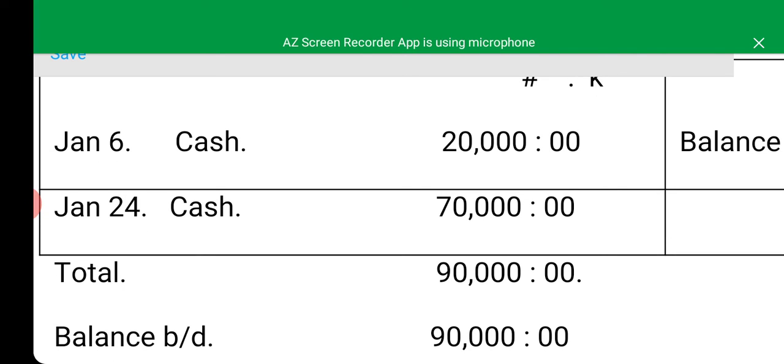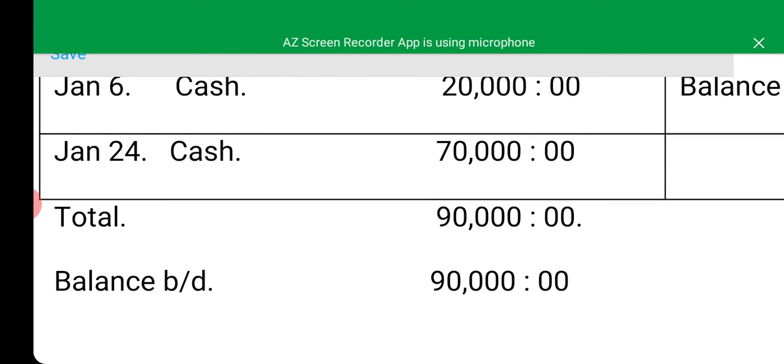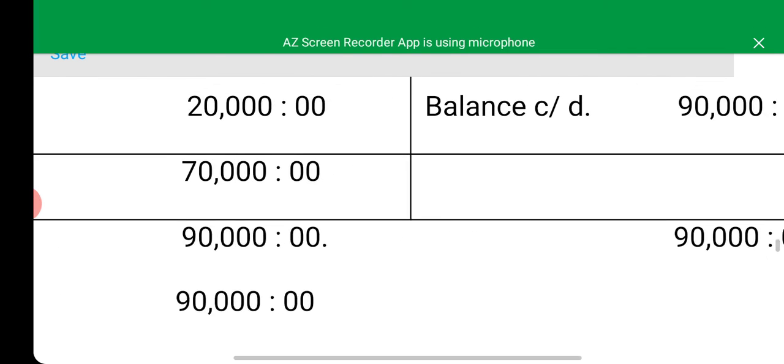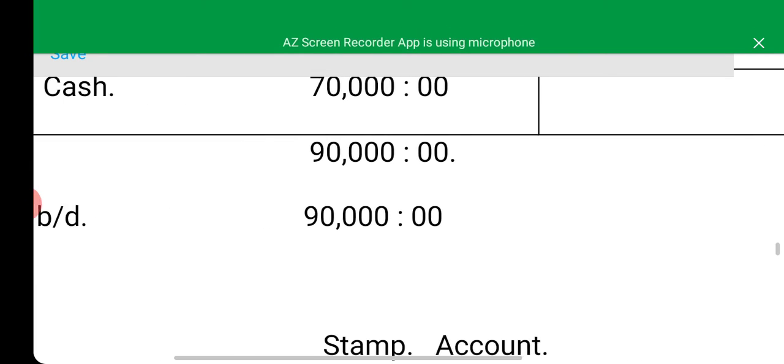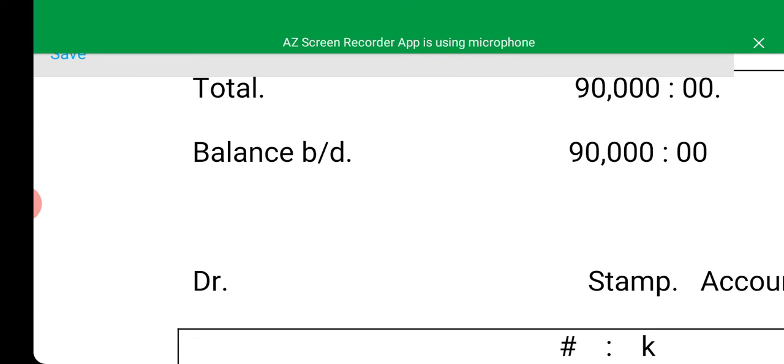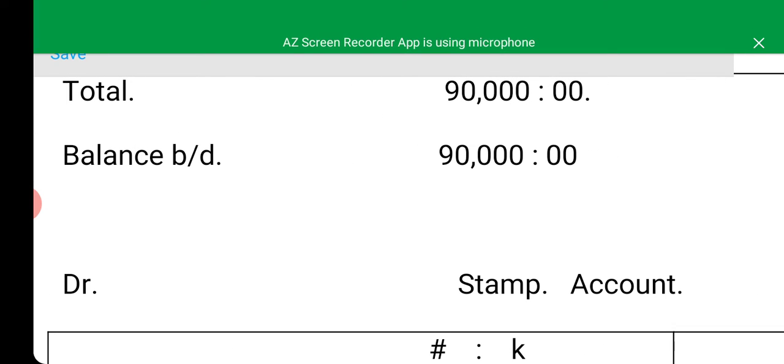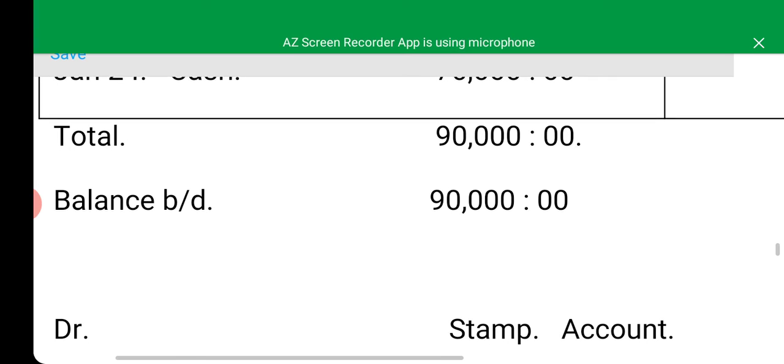January 6, cash 20,000. That was the purchases made on the 6th of January. January 24, another purchase was made of 70,000, having the total of the two to be 90,000. So this 90,000 will be our balance carried down in the credit side, 90,000. We have the total for the two. Then this becomes the balance brought down for purchases account as 90,000.